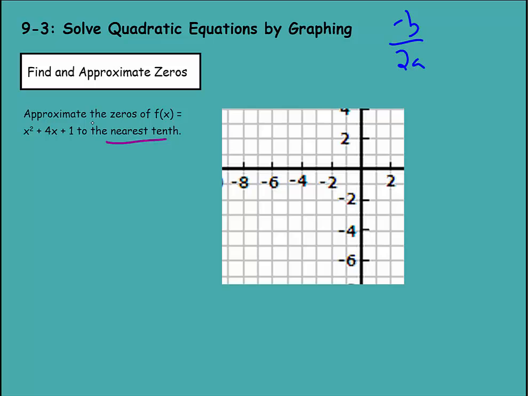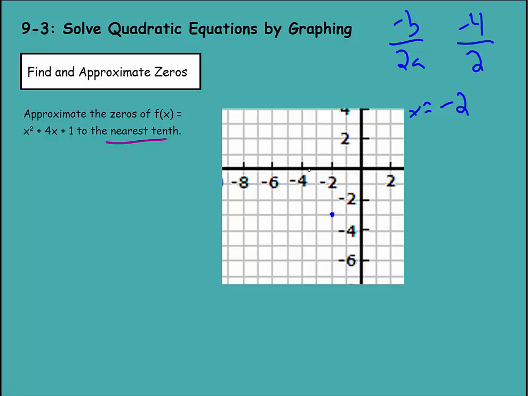Positive 4 is our b, so that'd be negative 4 over 2 times 1, so negative 2. So negative 2 is our vertex for x. So the y value for that would be negative 2 squared, which is positive 4, plus 4 times negative 2 would be negative 8, so negative 4 plus 1 is negative 3. So negative 2 and negative 3.